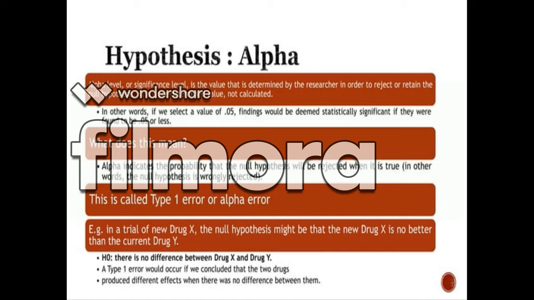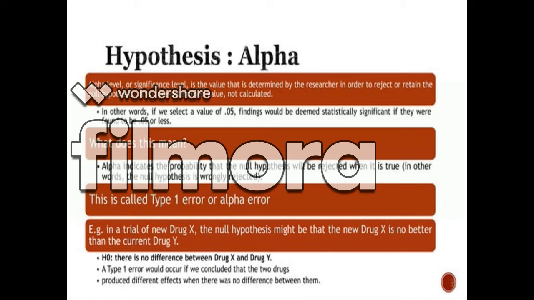Alpha level or significance level is the value that is determined by the researcher in order to reject or retain the null hypothesis. It is a predetermined value, not calculated. In other words, if we select a value of 0.05, findings would be deemed statistically significant if they're found to be 0.05 or less. What does that mean then?